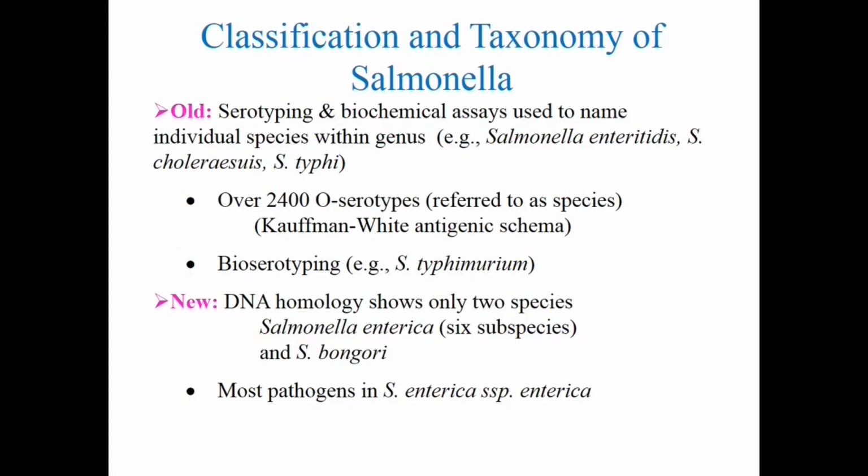Now, just for your information, it's important to know the classification of Salmonella because sometimes you're often asked. Initially, in the old nomenclature, we used to classify Salmonella based on serotypes or biochemical tests, and we would name them accordingly. The famous serotyping that we do is called the Kaufman-White antigenic scheme. In this scheme, there are more than 2,400 serotypes which are referred to as species. So sometimes you may be asked how to classify Salmonella. This is an old scheme with so many serotypes based on the O and the H antigen possessed by the bacteria. Or we can use biochemicals, which is called bioserotyping, and then accordingly name them.